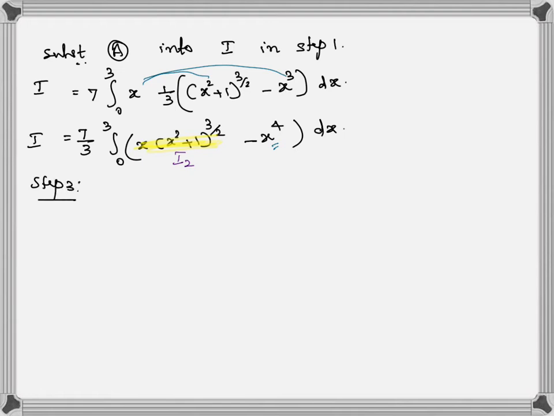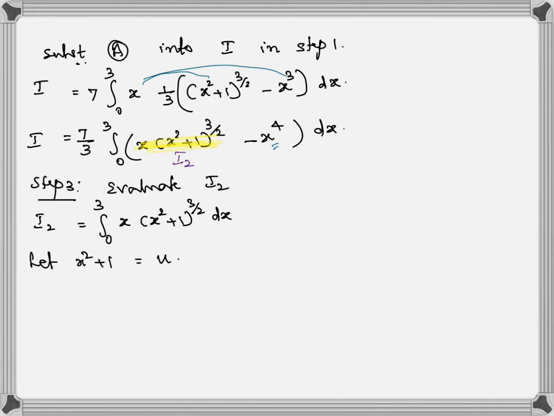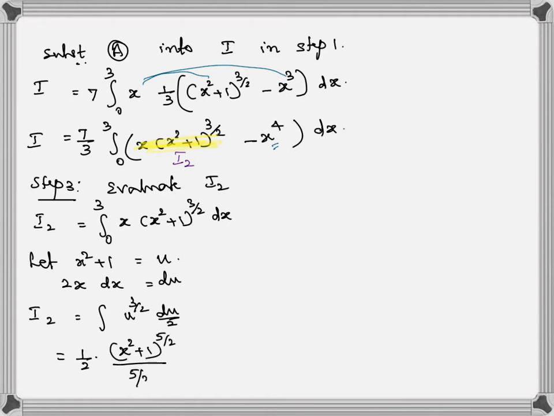So the next step that we are going to do, which is step number 3, is to evaluate the integral I2, which is integral 0 to 3 x times (x squared plus 1) to the power 3 by 2 dx. Again, this is done by the u-substitution method. So x squared plus 1 equal to u, 2x dx equal to du. So I2 will become u to the power 3 by 2 du over 2, which is the value of x dx, which is 1 half u to the power 5 by 2 over 5 by 2.